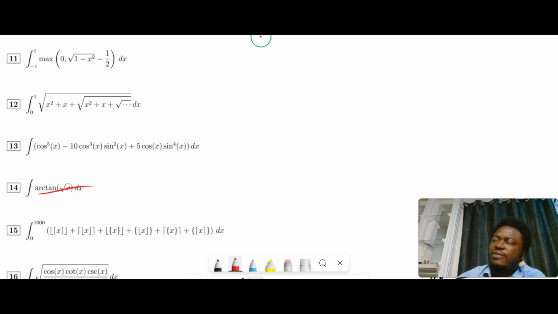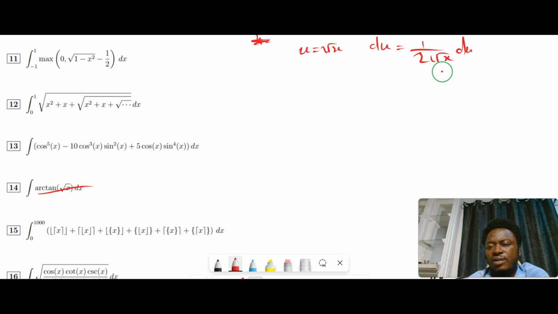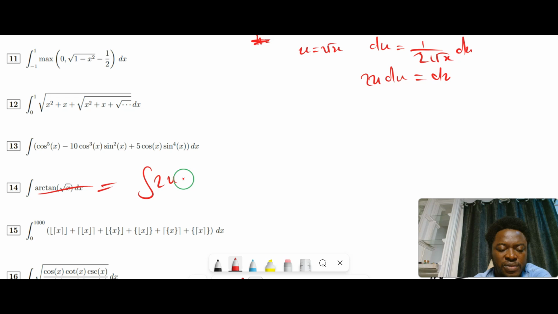Okay, here I think you have to take u to be the square root of x. I've seen this one before. Take u to be the square root of x, then du would be 1 over 2 square root of x dx. Okay. So that means 2u du is going to be dx. So you have 2u tan inverse of u du.